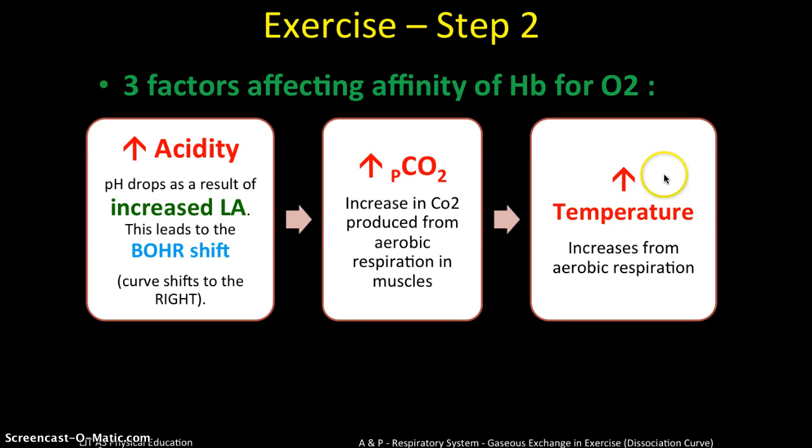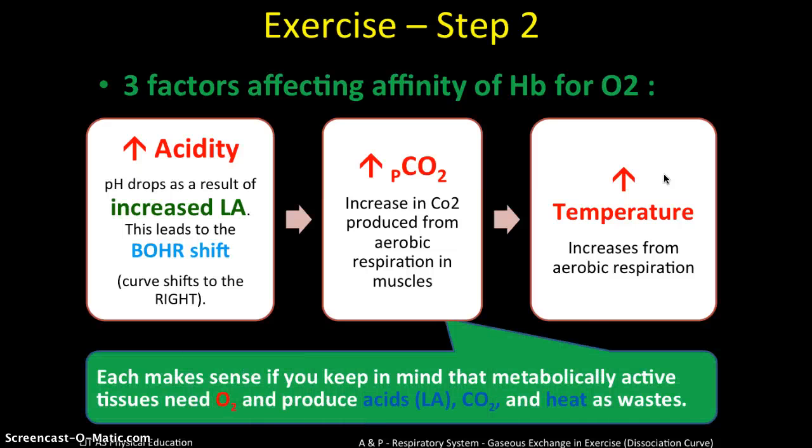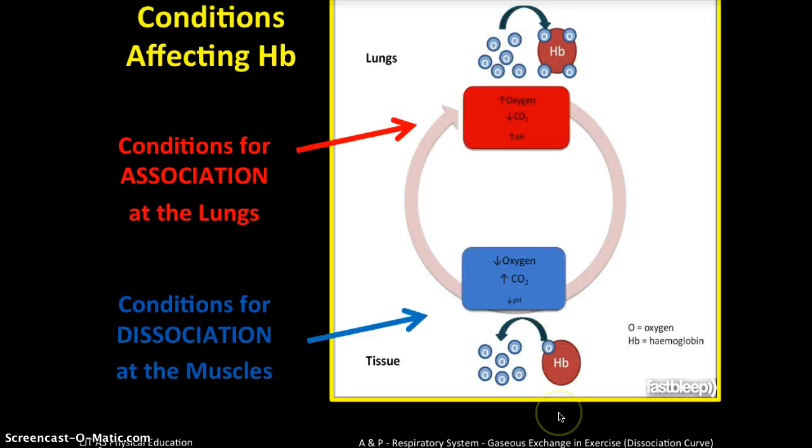3, temperature goes up. A waste product of making energy and using our muscles is we get warm. Our muscles get warm and the blood gets warm. So the combination of those 3 things changes hemoglobin's affinity for oxygen. And these 3 things make sense. The more you use your muscles, the less oxygen you've got in your muscles, and the more CO2, lactic acid and heat you might produce.